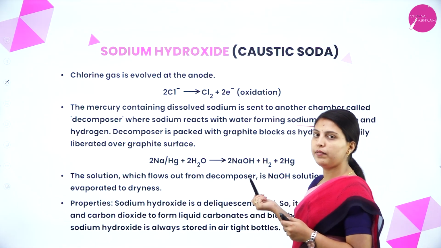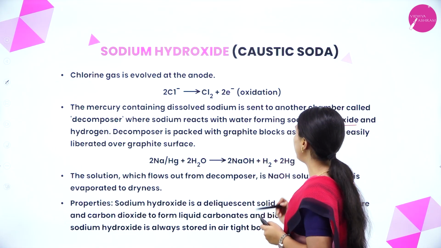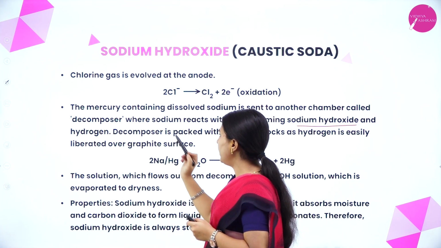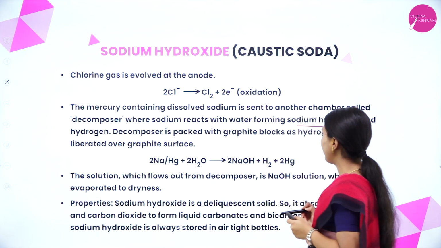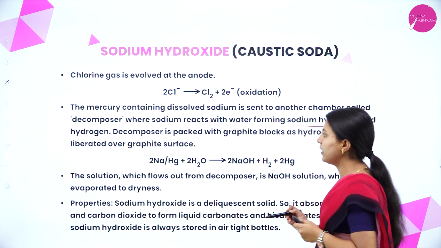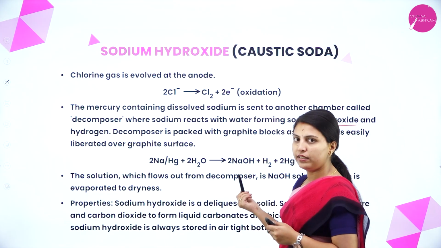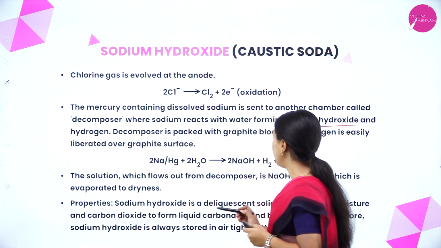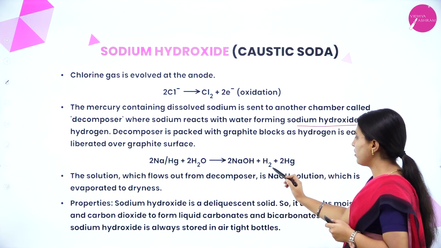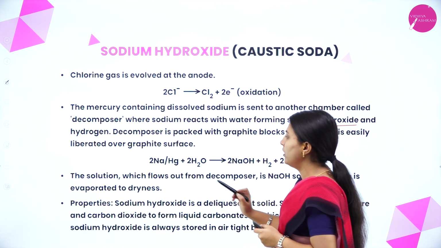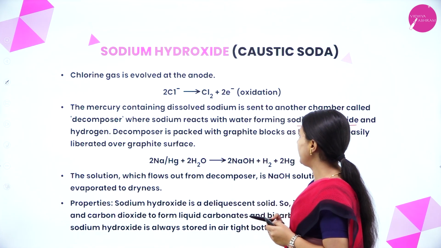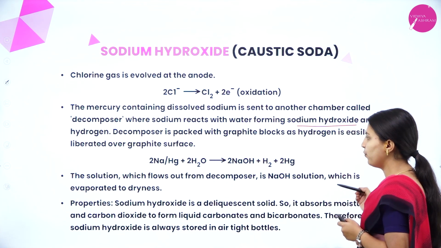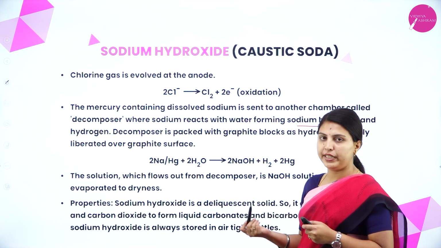After decomposing, it is treated with water to form sodium hydroxide and hydrogen. The decomposer is packed with graphite blocks, as hydrogen is easily liberated over graphite. Okay, this sodium amalgam is treated with water. It will form sodium hydroxide, hydrogen gas and mercury. The solution which flows out from the decomposer is NaOH solution, which is evaporated to dryness.